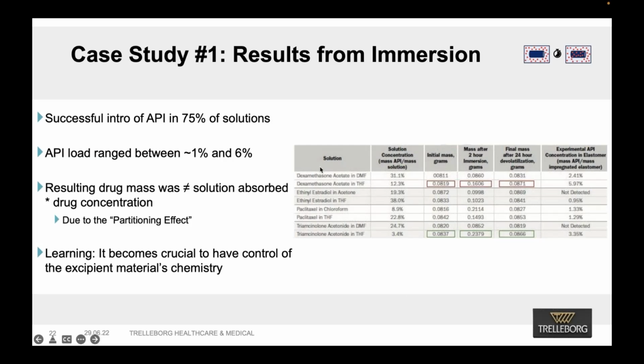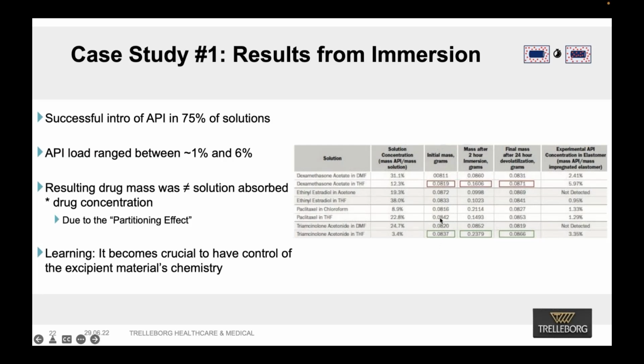So if we look closely at the table and what it says, the first column deals with just listing out the solutions, and then once again reminding what kind of concentration of the pharmaceuticals in the solvents we achieved.